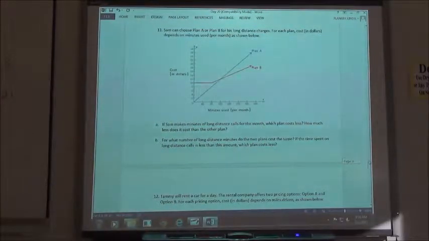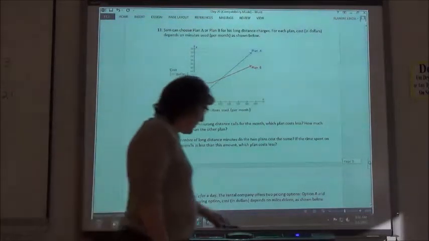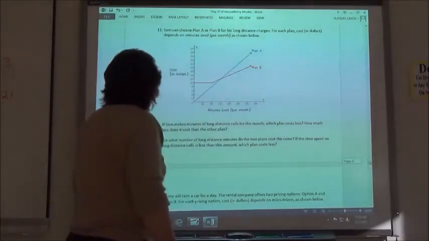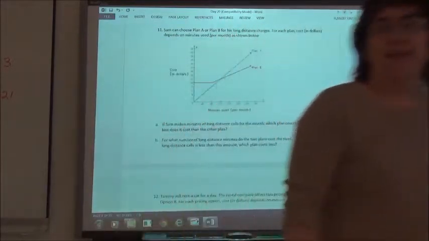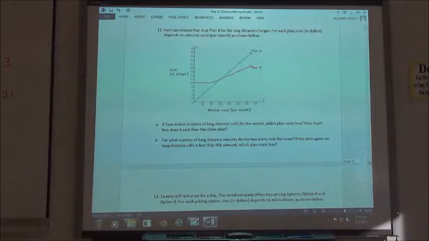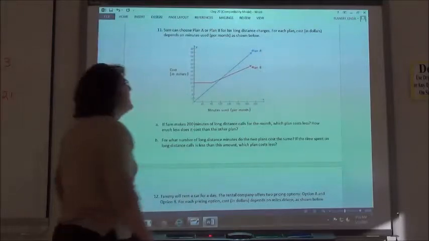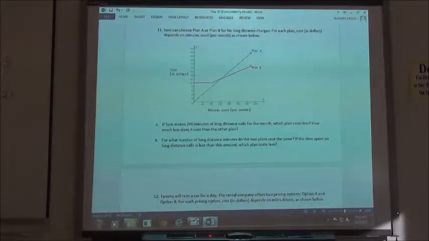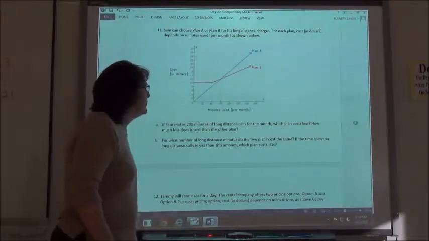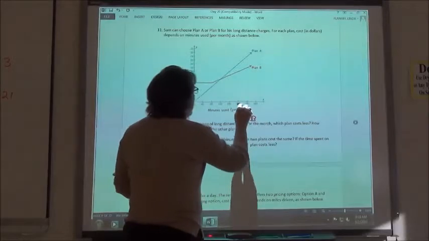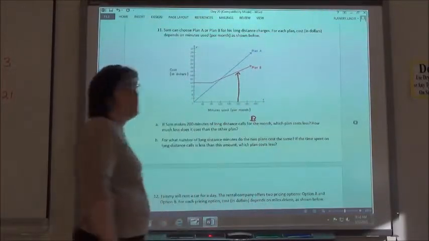So it says if Sam makes, make up a number, because evidently all my numbers didn't go in there when I probably copied and pasted, how many minutes? Let's use 200. That looks like a good number to use. We'll get some numbers in there yet. 200. If Sam makes 200 minutes of long distance calls for the month, which plan is going to cost me less for 200 minutes? Plan B. Right here at 200 minutes, I'm going to run into plan B first.